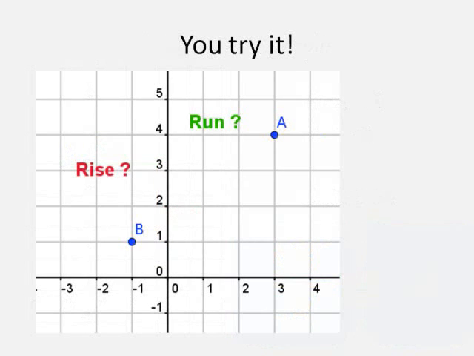Now I want you to try it. Look at what we have. We have point A at 3, 4, and we have point B at -1, 1. You try and count rise over run and determine what the slope is. Don't worry, I'll give you the answer in a few seconds.